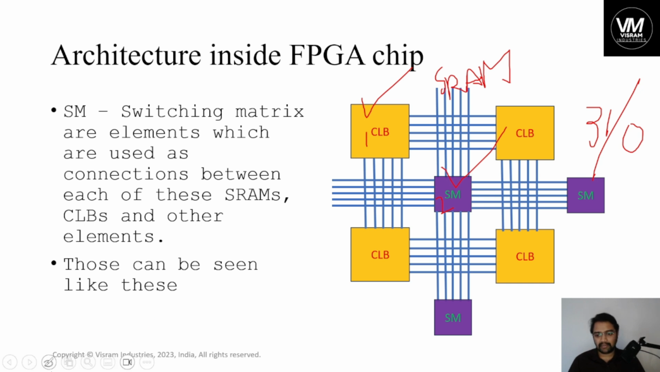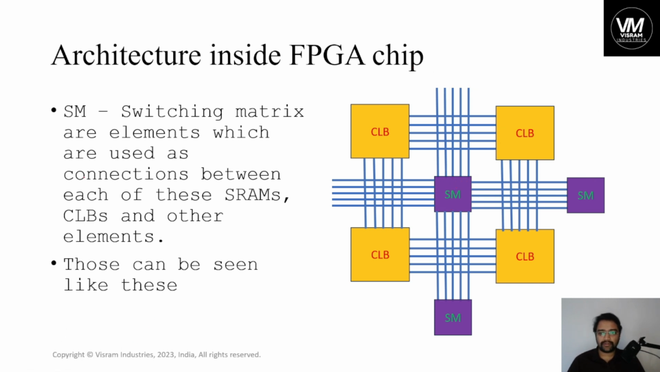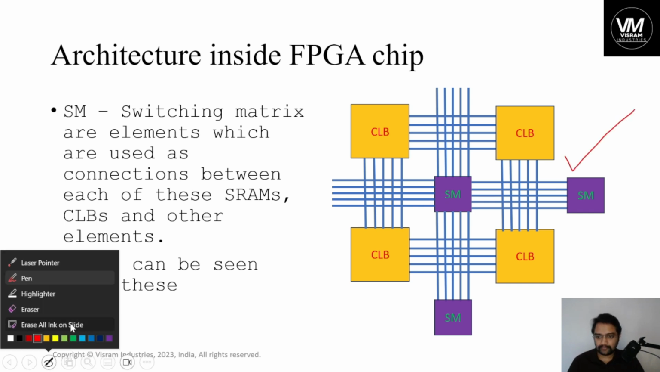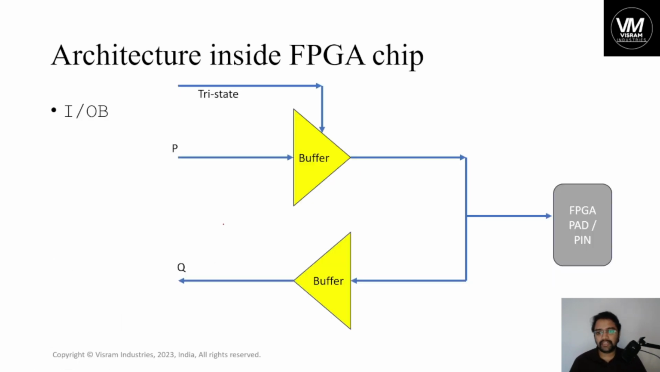I will show you. So now switching matrix are elements which are used as connections between each of these SRAMs, CLBs. I mean, switching matrix can be used between two CLBs, and switching matrix are also designed between two SRAMs. And other elements as well, whatever elements you get. So those can be seen like this. Yeah, you can see. And now moving to the IO blocks.